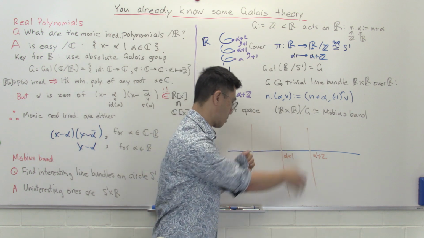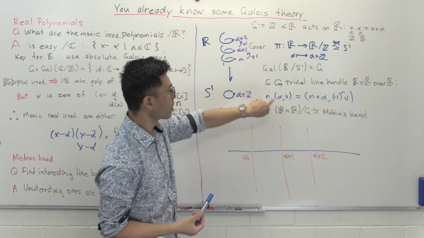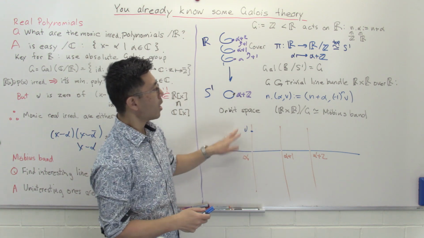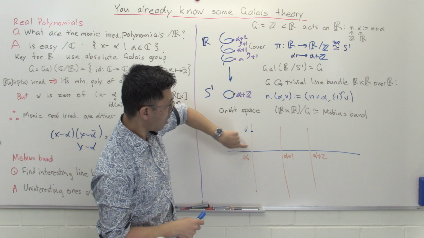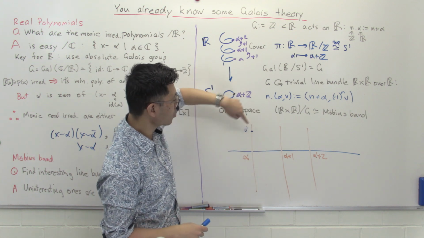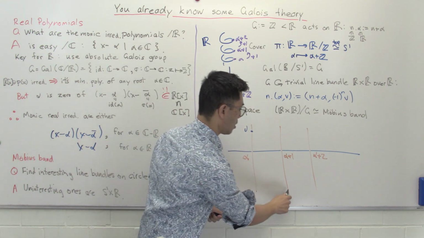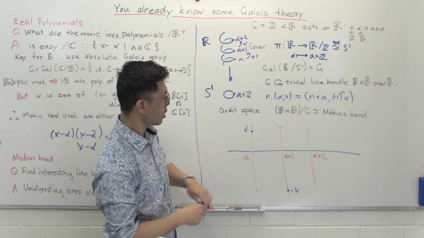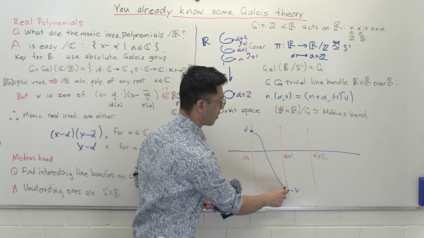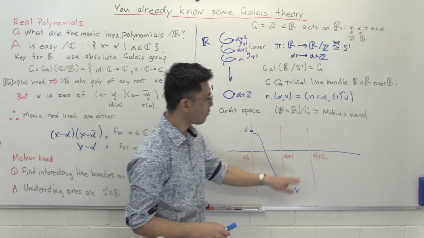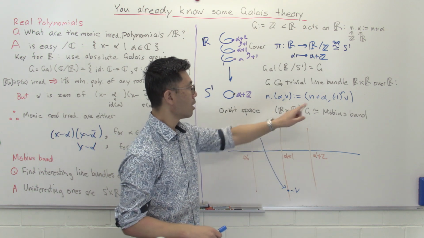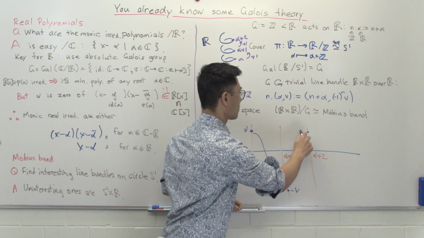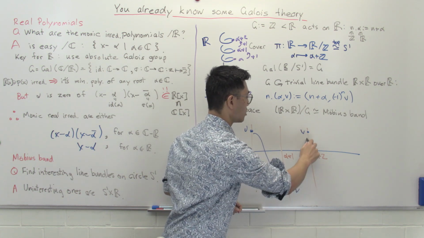Let's pick a point (alpha, v). If you let 1 act on it, you move over by 1, and then you multiply by minus 1, so that's minus v. So in the orbit space, this point will get identified with this point. And then if you add 2, you just multiply by (-1) squared, so it's the same v, so you get identified with this one. So this gets identified with that.